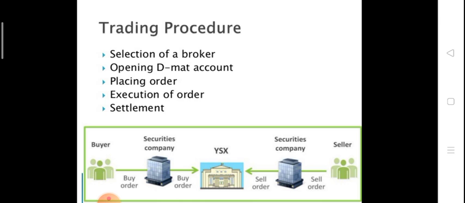So this is also the trading process, but these 5 points are the important points. Read these points again: selection of a broker, opening a demat account, placing an order, execution of order, and settlement.